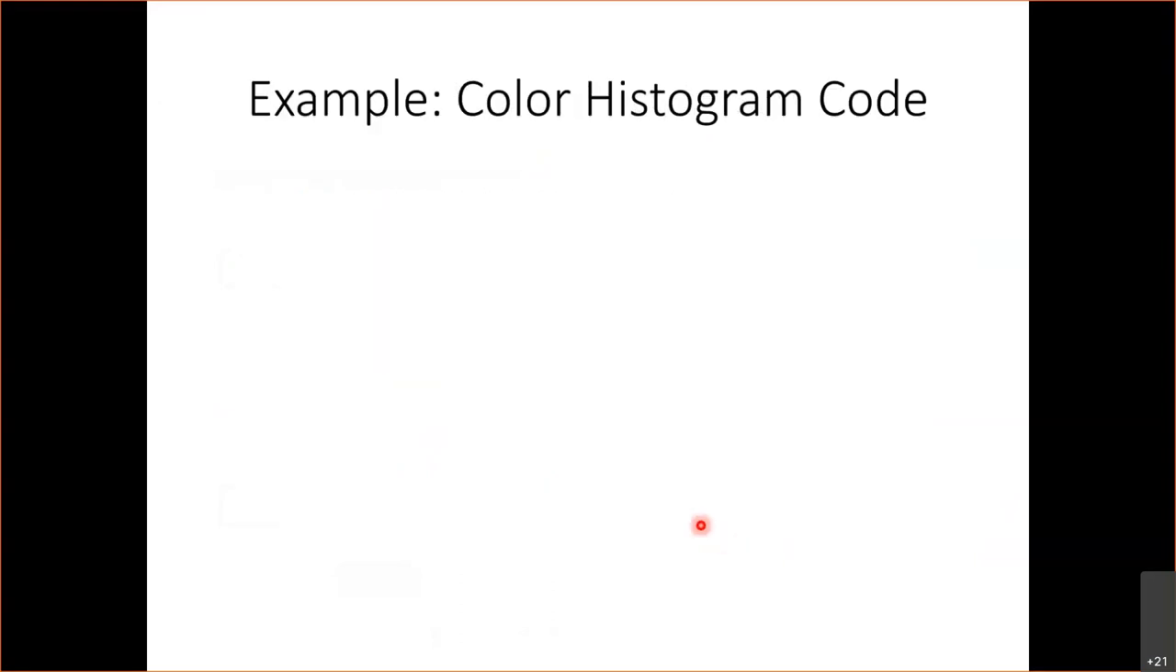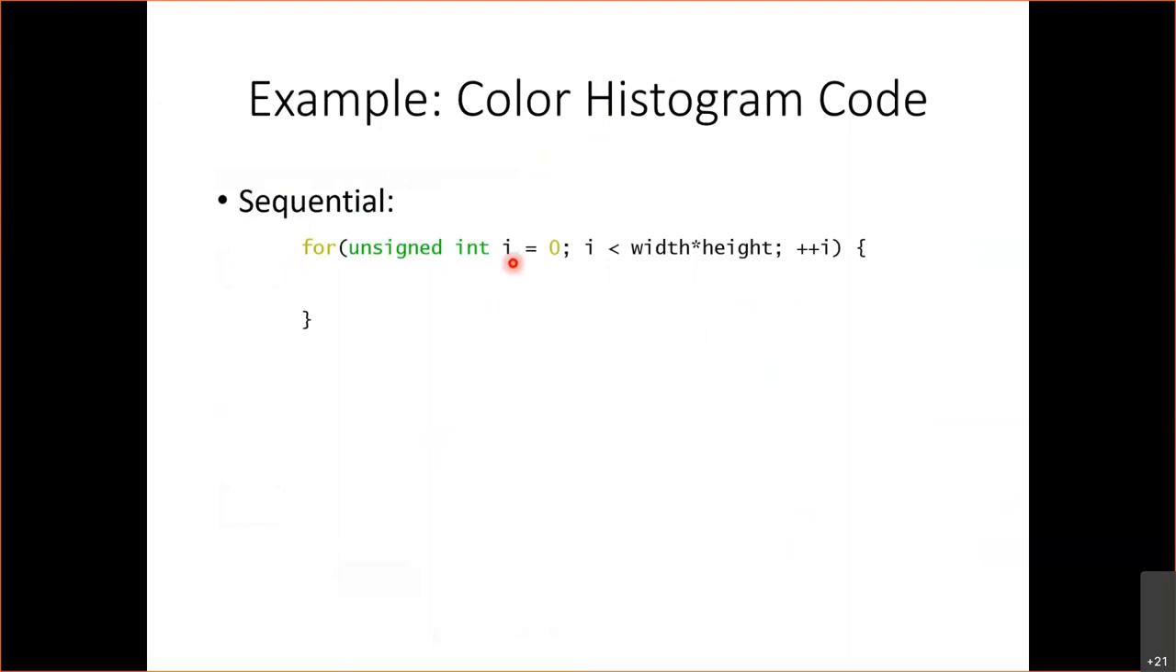So an example of how to implement histogram sequentially is as follows. We can simply have a loop, and the loop goes from 0 to width times height. The number of pixels in an image is width times height. So we can simply have a loop that goes from 0 to the number of pixels in the image. And then we read from the image the pixel value. So here, let's say the image is stored as a one-dimensional array. So here, the array image, its size is width times height. So for each pixel in the image, we read the value of that pixel.